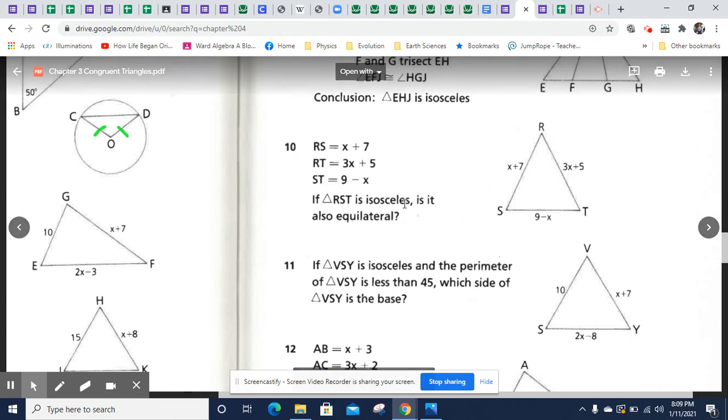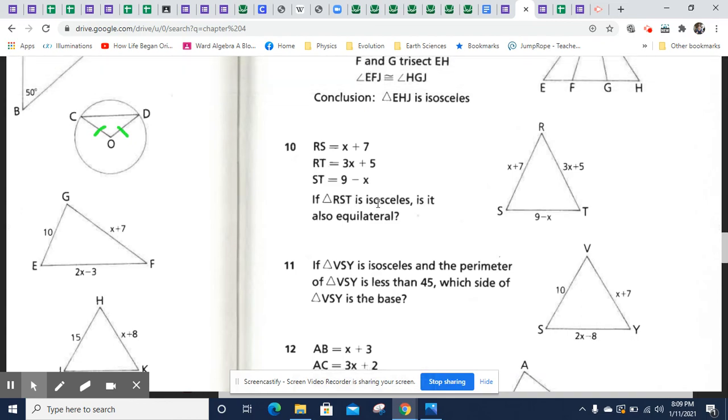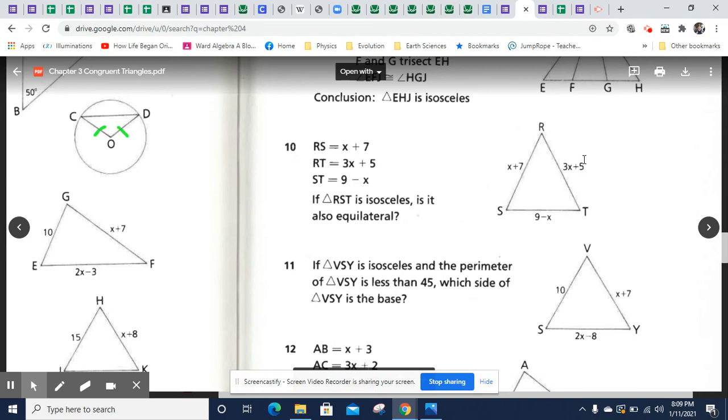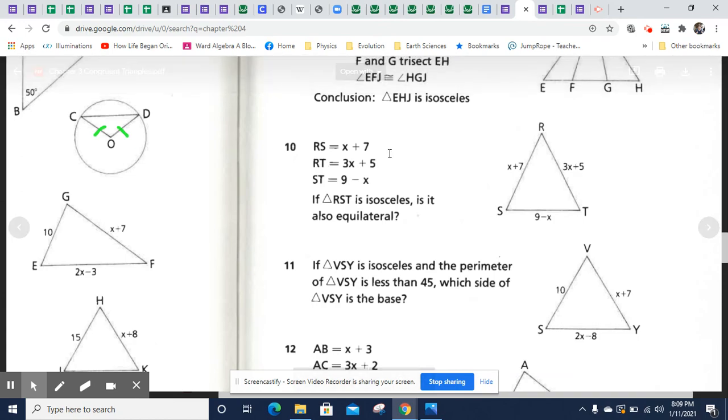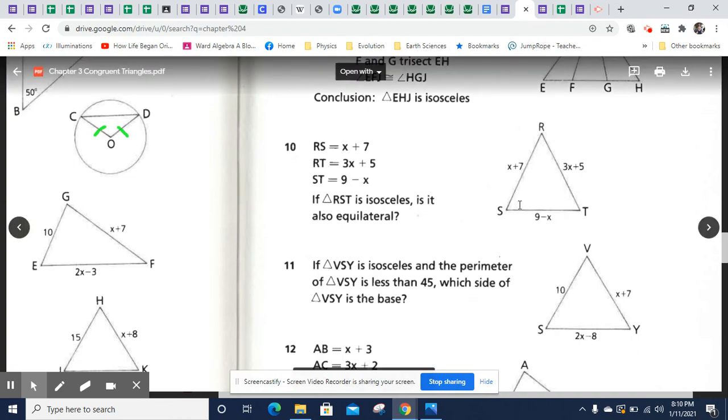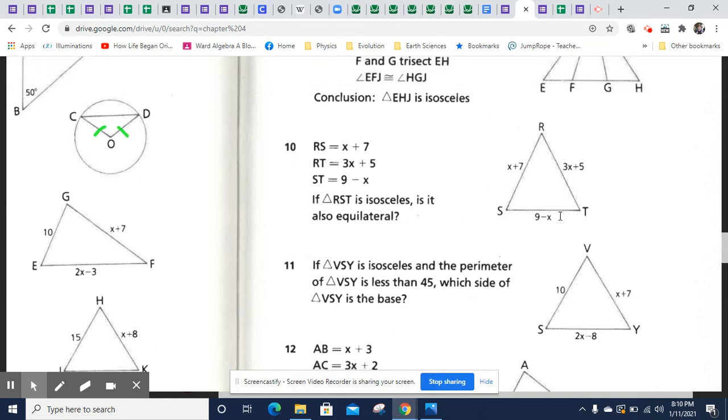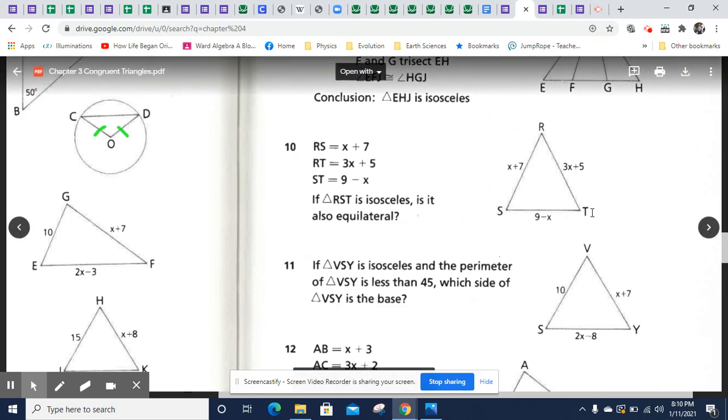All right. For this one, if RST is isosceles, is it also equilateral? So for it to be isosceles, 2 of the sides have to be equal. So you would figure out which 2 might be equal, and then you would see if whatever the x value was made all 3 sides equal. Now, it's not certain that ST is going to be the base. It could be RS, or it could be RT. The way they've drawn it, it looks like ST is probably the base.